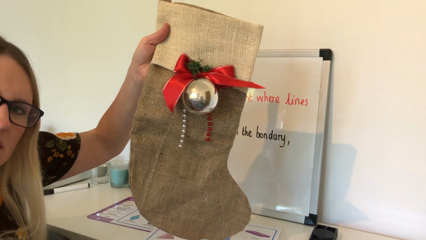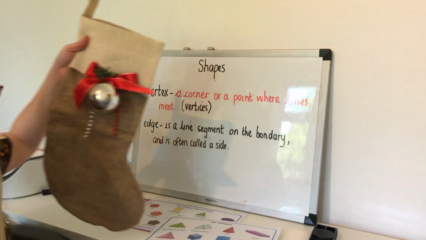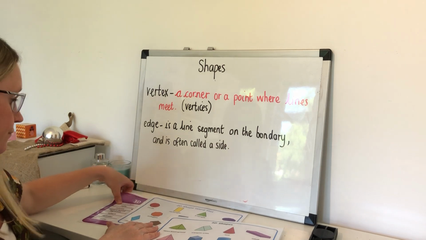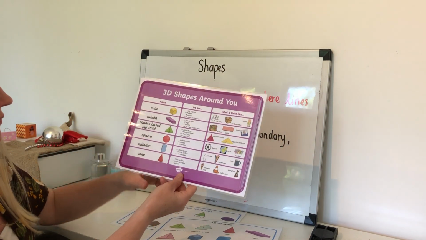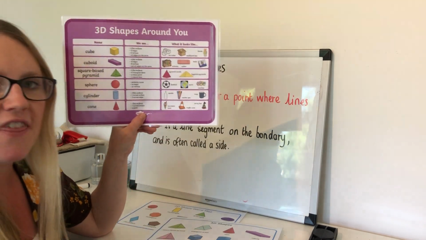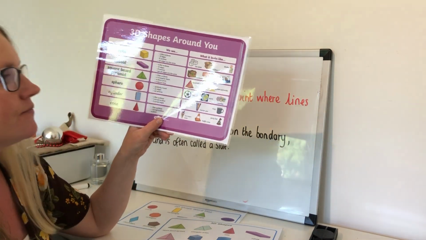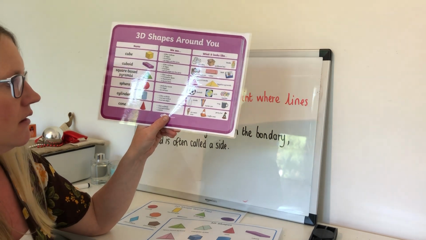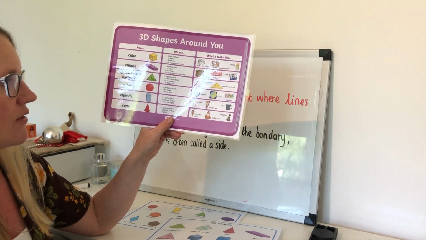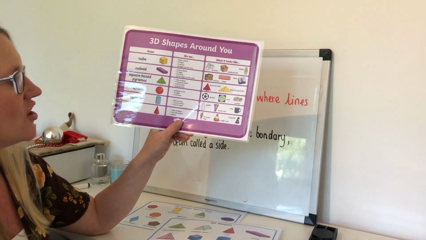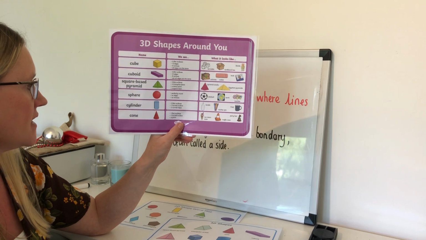Can you think of anything else that is the shape of a sphere? Perhaps a tennis ball. Let's have a look on this. A football. The earth is a sphere. Marbles. I wonder if you can find any other spheres around your house. So a sphere is perfectly round. It has no edges and no vertices.